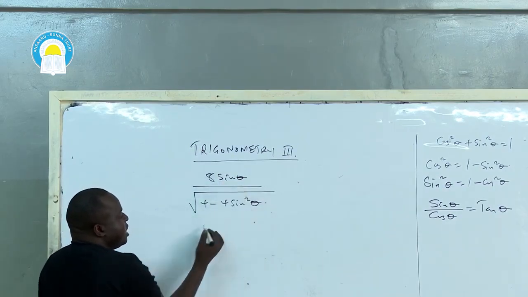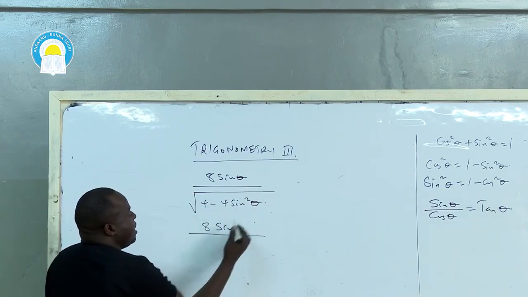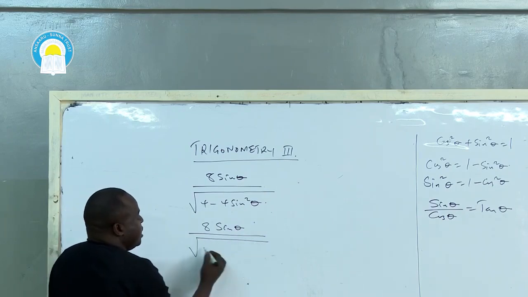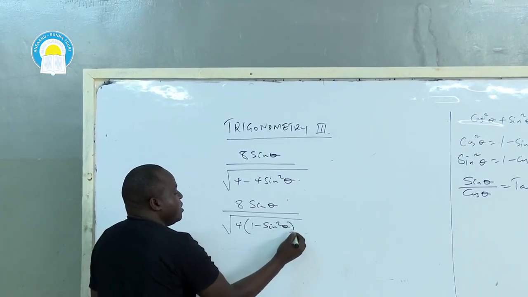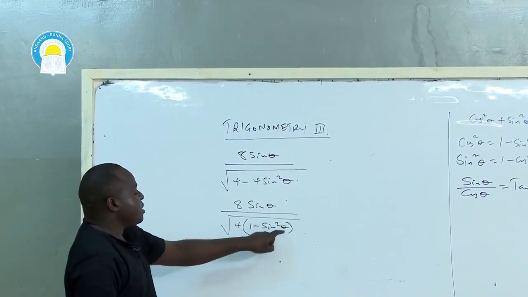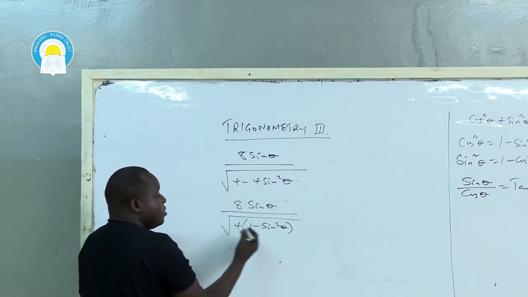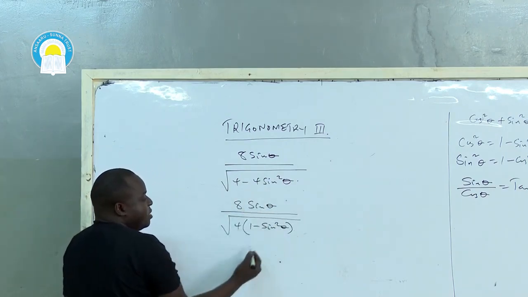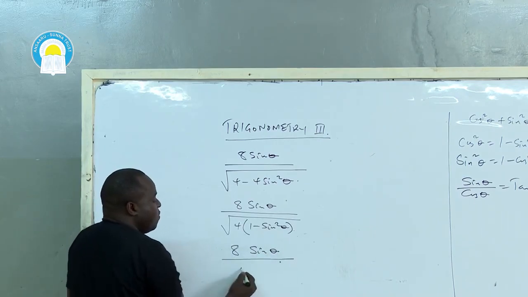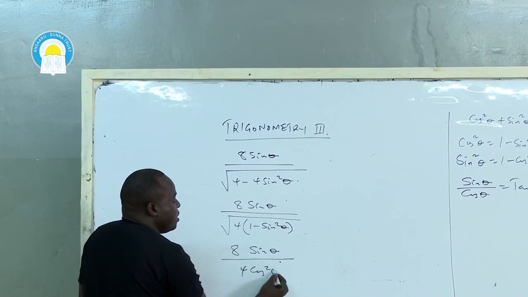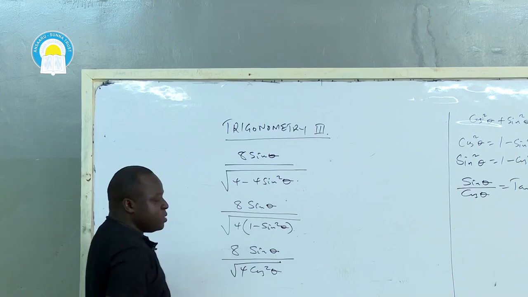So this statement here should be the same as 8 sine theta over, in my denominator, there is 4 into 1 minus sine squared theta. Then 1 minus sine squared theta is the same as cos squared theta. So this statement here, I'm writing the whole statement. It will be 8 sine theta over 4 cos squared theta. I've just changed this to cos squared theta. Then there is that square root sign.